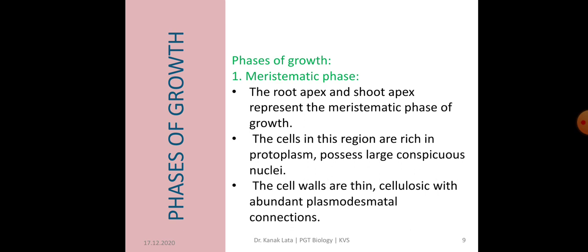First is the meristematic phase. Cells are metabolically very active at the time of meristematic phase. Cell division takes place in the root apex and shoot apex. These regions are also called meristematic zone, where cells are in a state of continuous division. The cells in this region are rich in protoplasm and possess a large and conspicuous nucleus. The cell walls are also thin, made up of cellulose, and consist of a large number of plasmodesmatal connections.